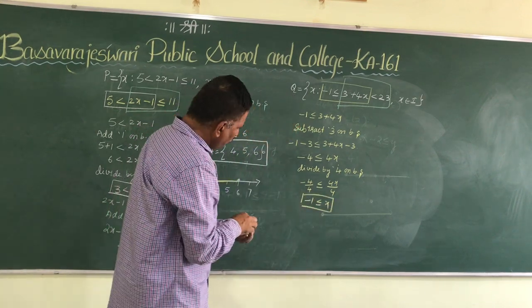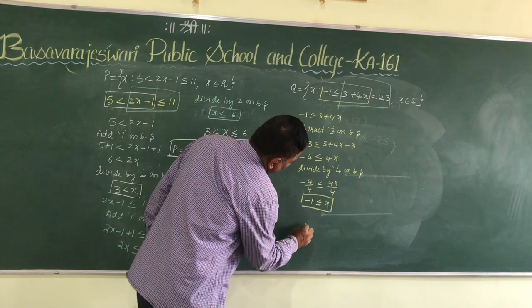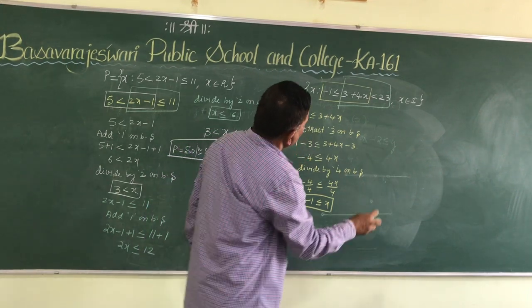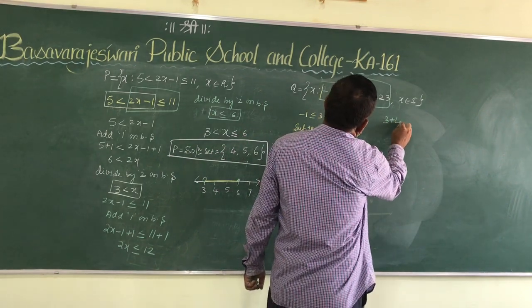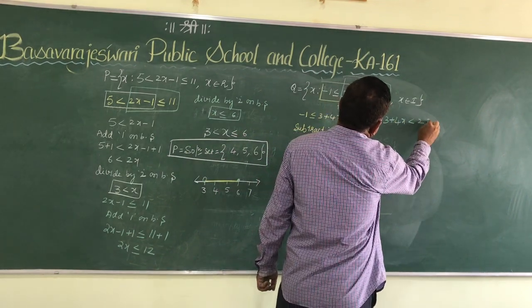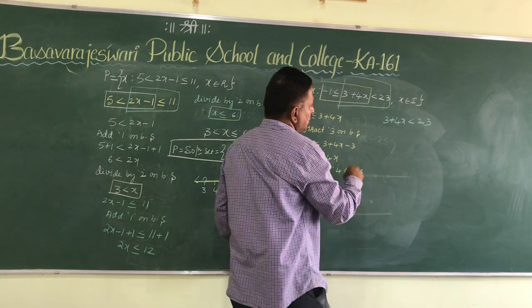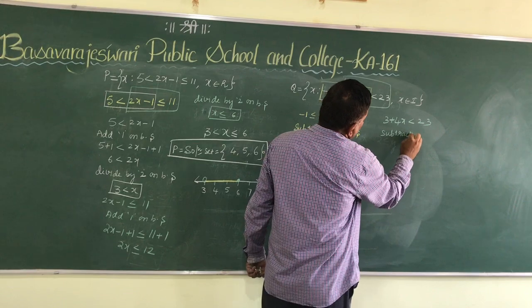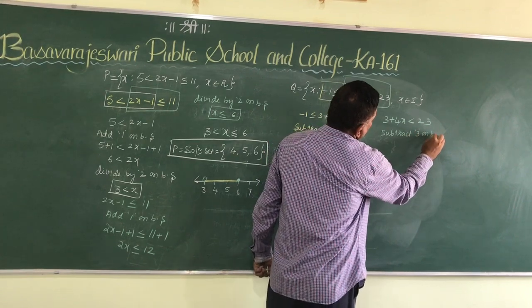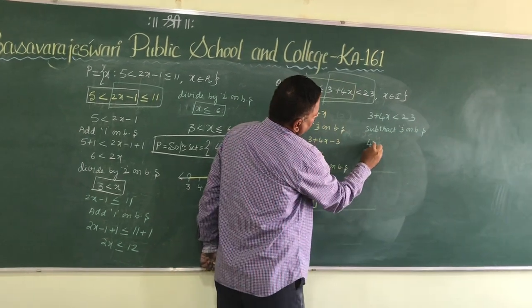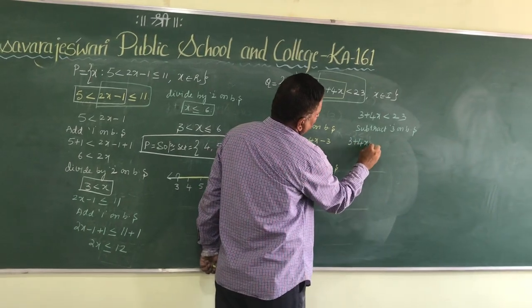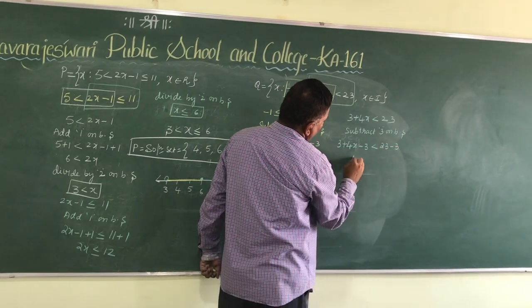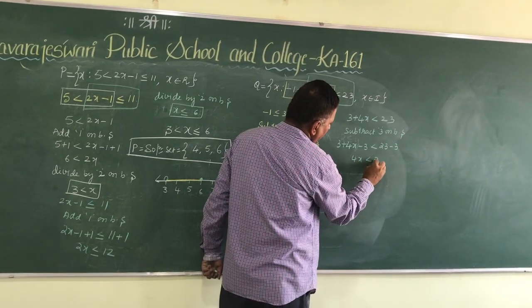What is the second part we have there? So 3 plus, we'll take here only, 3 plus 4x is less than 23. Write variable one side, constant on the other side. So subtract 3 on both sides. So 3 plus 4x minus 3 is less than 23 minus 3. I will get 4x is less than 20.